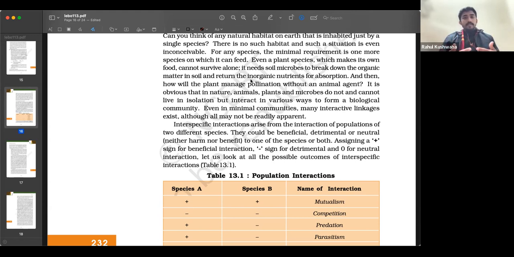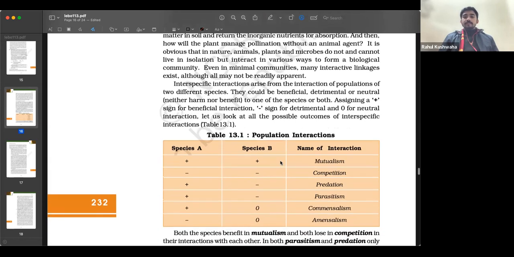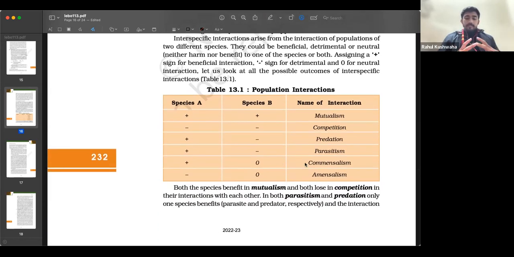Okay, so that's one example. Similarly, there are many examples of interactions. We categorize all the interactions in nature into 6 broader categories. First is mutualism. Now mutualism is where one species is at benefit. So plus means benefit or advantage, minus means disadvantage, and this 0 means neutral, no effect. So in a mutualism, both species A and species B are at advantage.